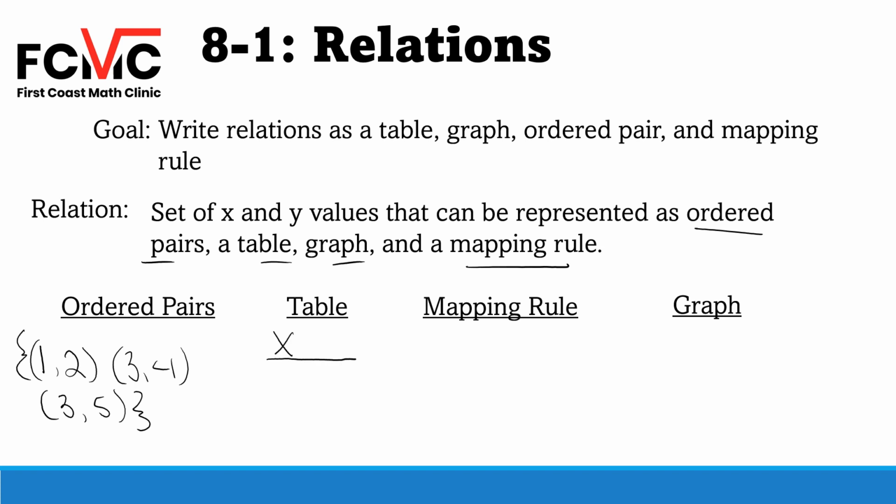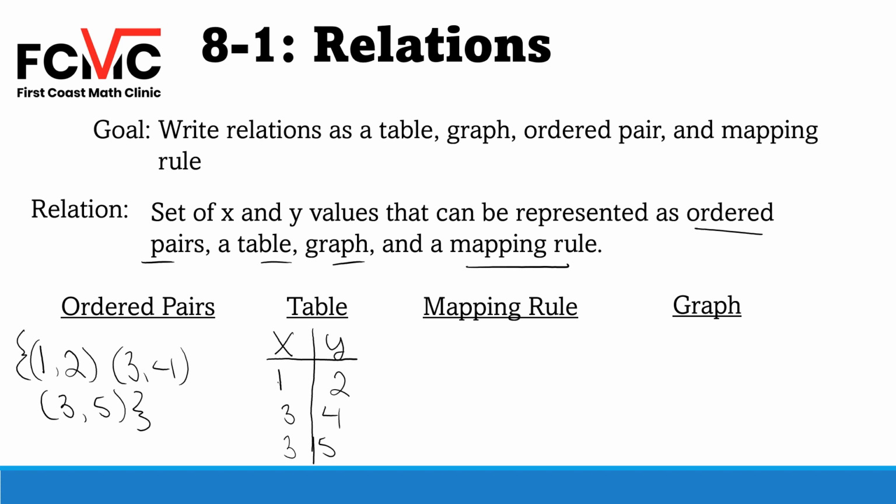So we've got a column for x and y. I'm going to list my x coordinates and my y coordinates. So I've got 1 and 2, 3 and 4, and 3 and 5. I'm listing each coordinate exactly as they appear: 1 and 2, 3 and 4, and 3 and 5.